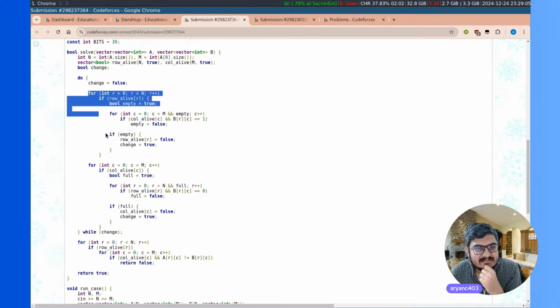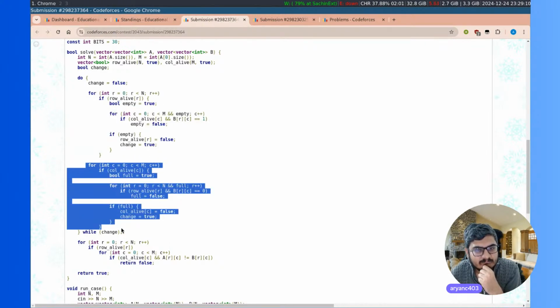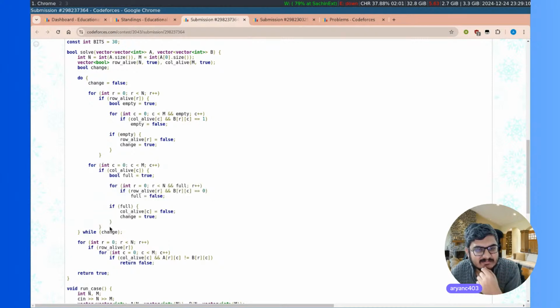Can I say if nothing changes over here, then nothing will change over here too? And the same goes vice versa. If nothing changes here, then next time this row will also not change. If we can claim that, then our complexity would be minimum of n comma n rather than n plus m.